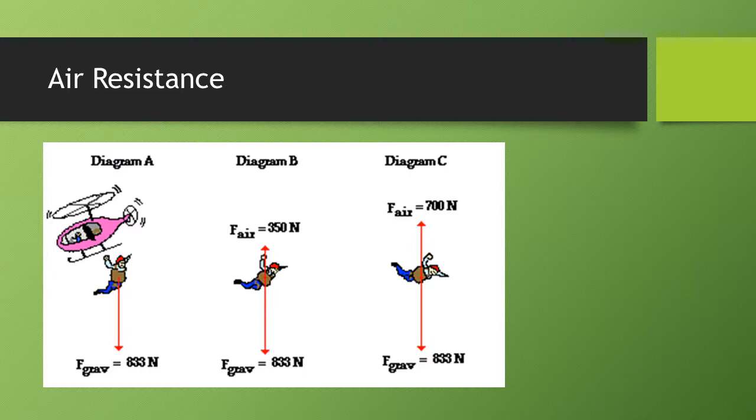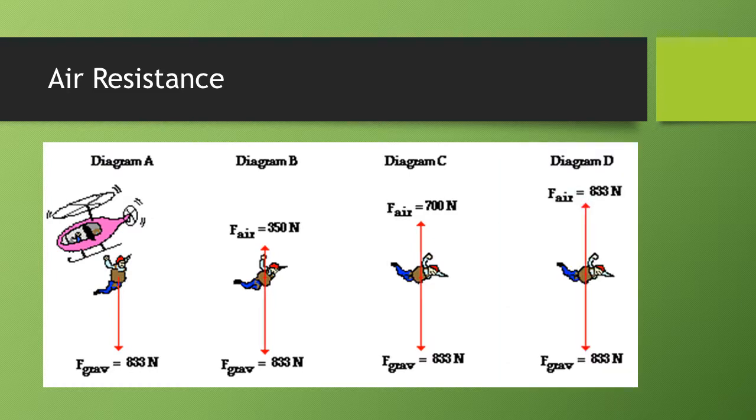As he moves faster, the air resistance gets bigger. That means the net force is getting smaller, and so he's now accelerating at a slower rate. And eventually that air resistance force will become so large that it is exactly equal to the gravitational force, and therefore there will be no acceleration.